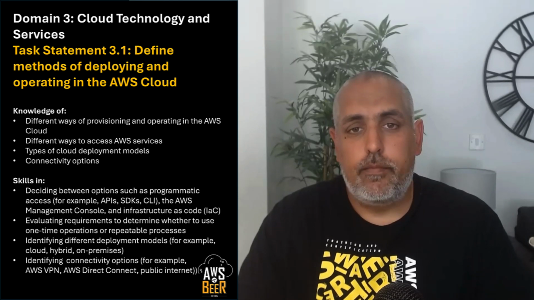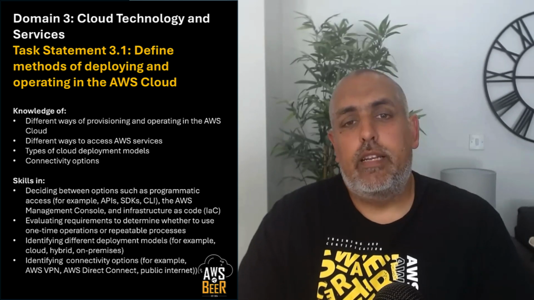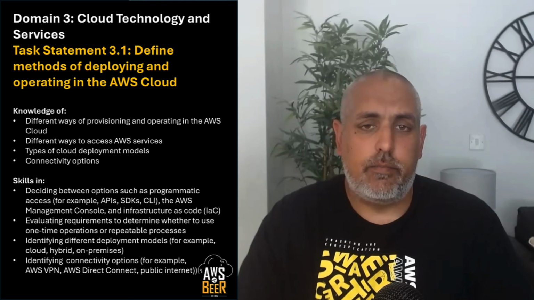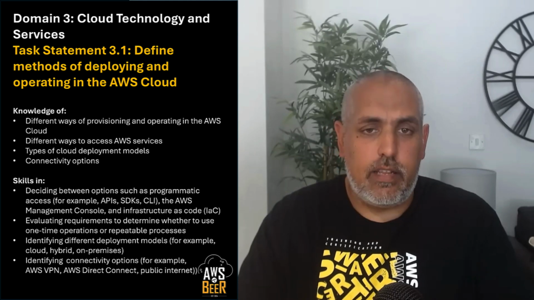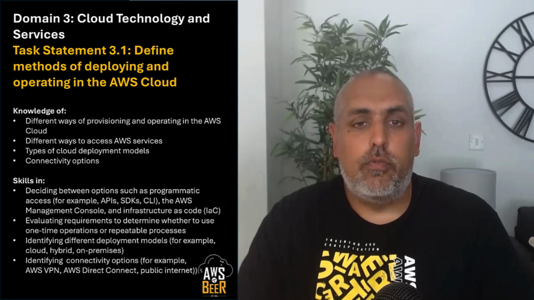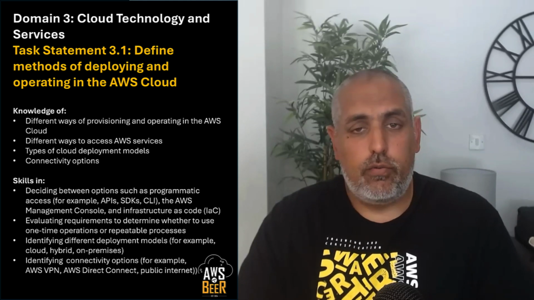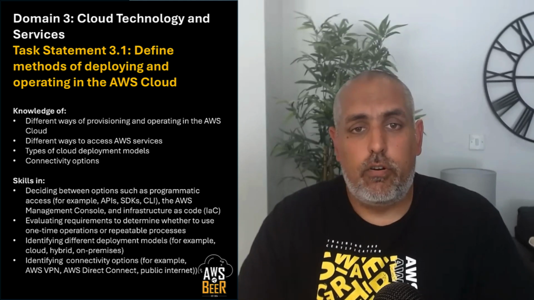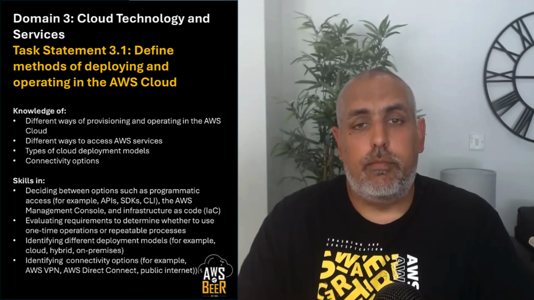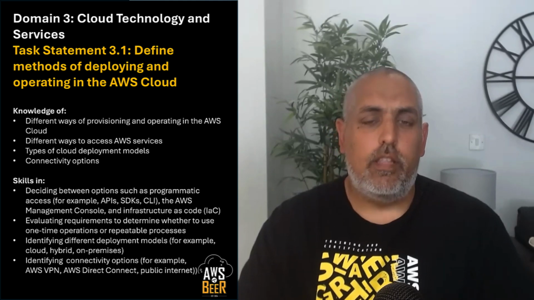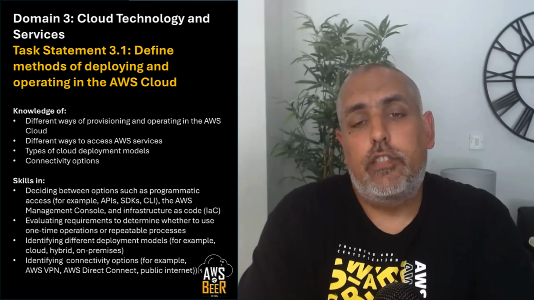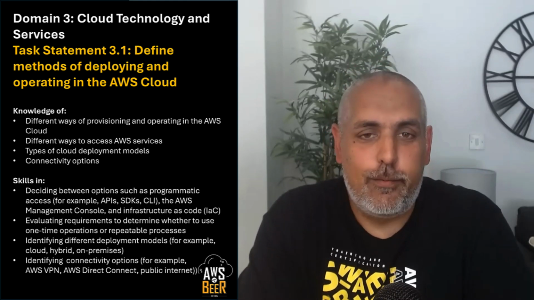Now, finally, ensure you develop the ability to evaluate and decide between different access methods and operational strategies. This involves understanding the context in which one-time operations are suitable versus repeatable processes. Being able to articulate the benefits of using tools like infrastructure as code for consistent deployment is crucial for maintaining reliable and scalable cloud environments. And this holistic understanding will enable you to manage AWS resources effectively, ensuring that your deployment and operational strategies align with best practices and business objectives.